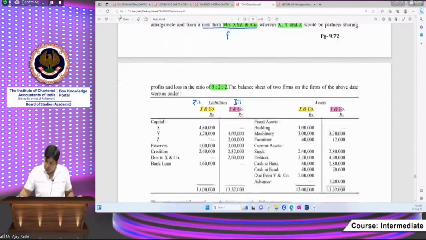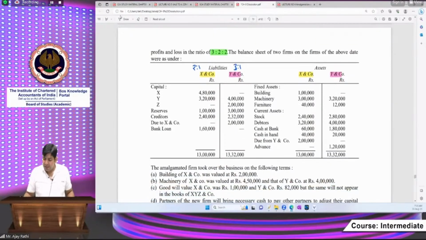There are two balance sheets, X and company and Y and company, and all the assets and liabilities are there, and definitely there must be some contra entries also. Yes, so we shall be practicing this question in the books of both, in the books of old firm and also in the books of new firm, along with the presentation, what we have to present, how we have to present in exam, along with the working also.